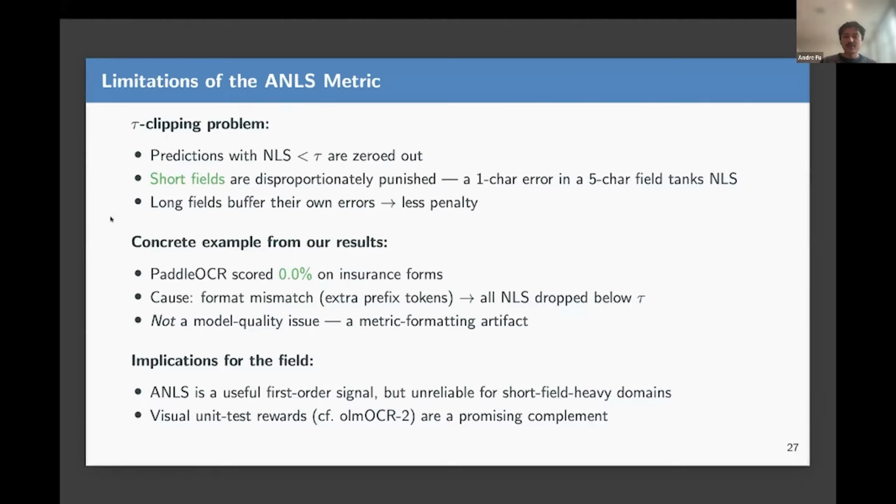There are also some other issues. Paddle OCR has 0% on insurance forms. And this is just because there's extra prefix tokens that Paddle OCR deploys. So ultimately we think that ANLS is an interesting metric, but the field broadly has to take a closer look at ANLS as a reliable metric for OCR and VLM document processing, because it's not quite as good of a metric as we originally thought.